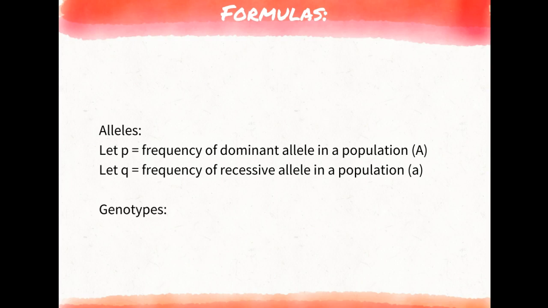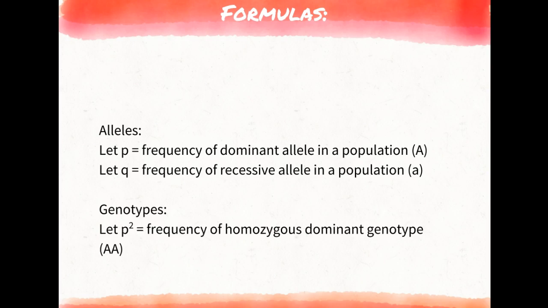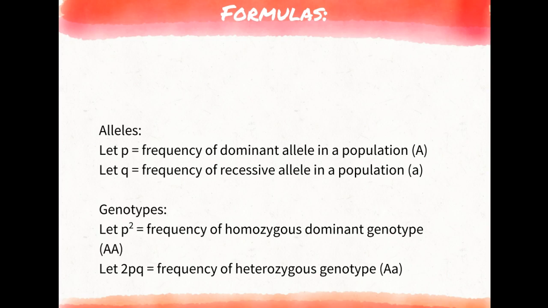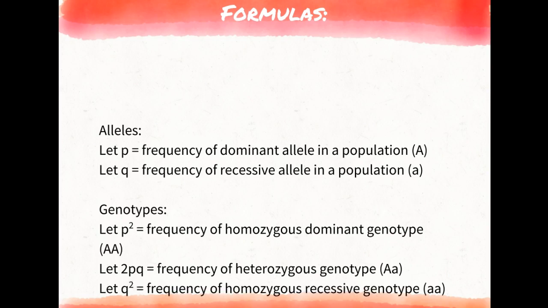And then when we're looking at our genotype formula, because we have P being equal to our dominant allele, homozygous dominant individuals would be P squared because they have 2 of them. So big A individuals are going to be P squared. 2PQ we're going to use to solve for heterozygous individuals, so big A, little a. And then Q squared is going to be homozygous recessive.